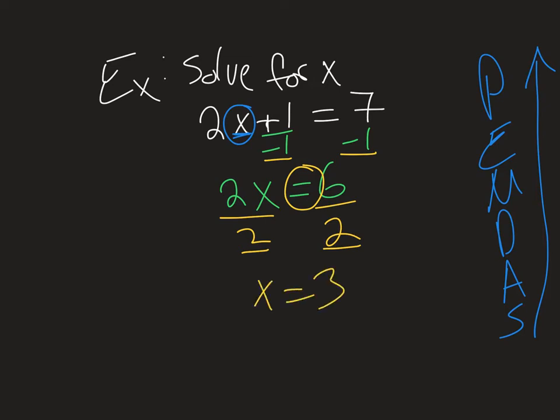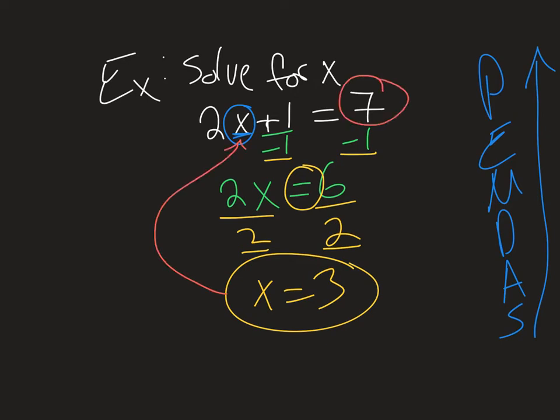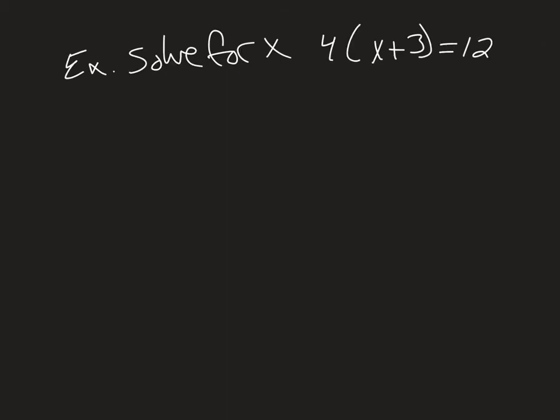So ultimately, my solution is x has to be 3. And if I had any doubt of that, I can always plug it back in and evaluate the expression and see if I get 7. If I don't get 7, I did something wrong. If I do get 7, then I know it works. So let's look at a little more complicated example.